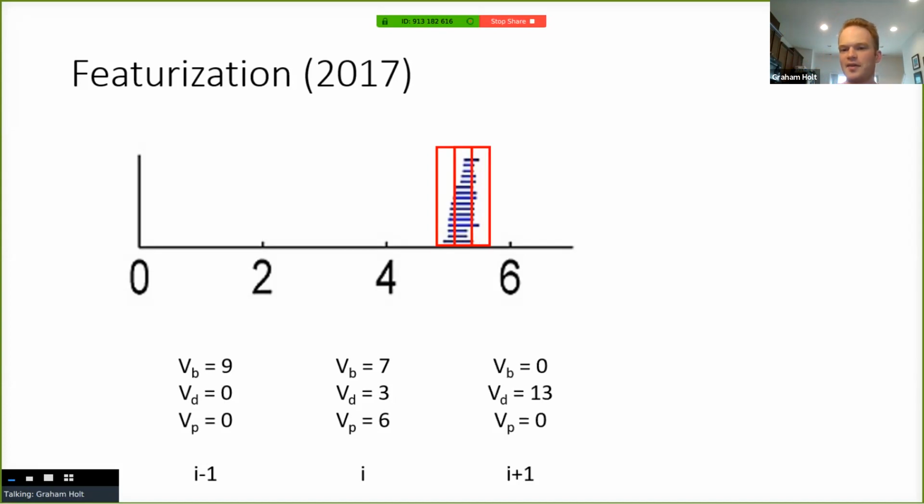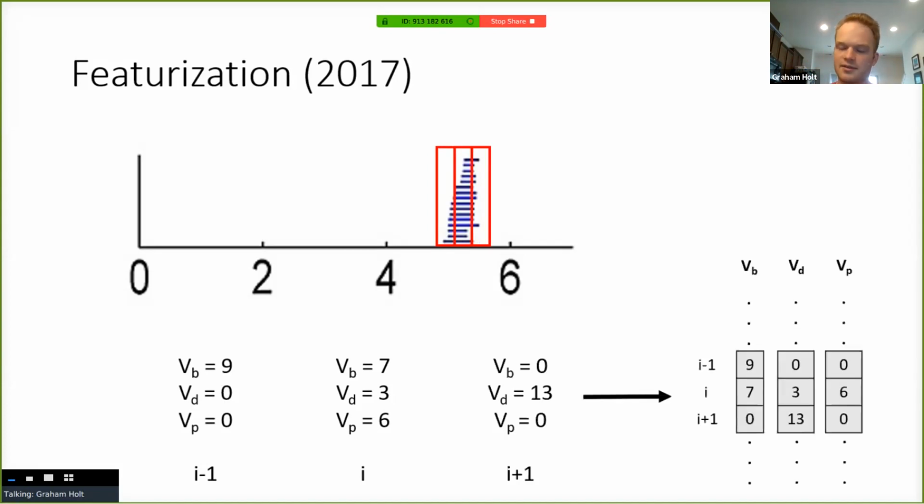And then they take these and they turn them into feature vectors. So they have a vector of all the born information, death information, and persistence information, and they're using these as their features that they're inputting into machine learning, as far as I can tell.